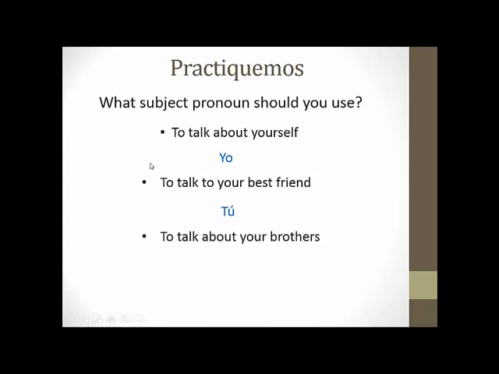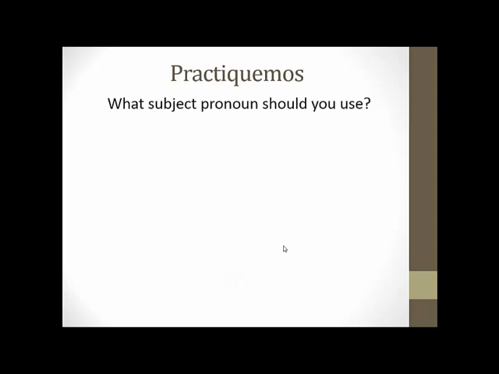Okay, you want to talk about your brothers. You're not talking to them. If you were talking to them, you'd use a form of you. But because you're talking about them, you want to say they. And because they're boys, at least one boy in the group, you use ellos. Okay, you want to talk about your sisters. You're not talking to them, so you don't want to use a form of you. You're talking about them, and they're both girls, so ellas.